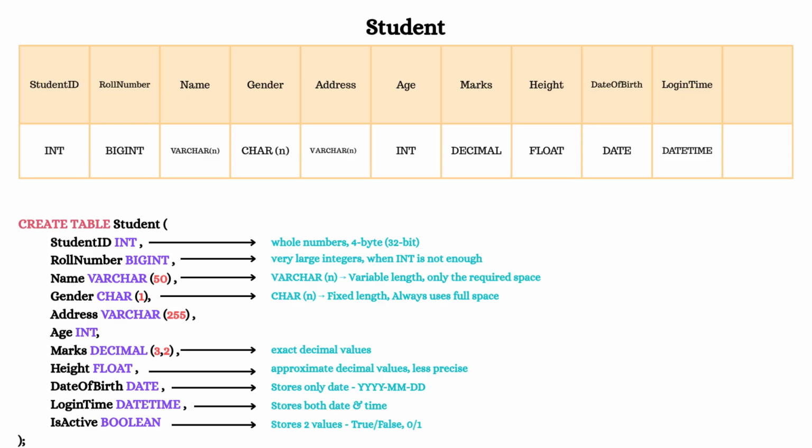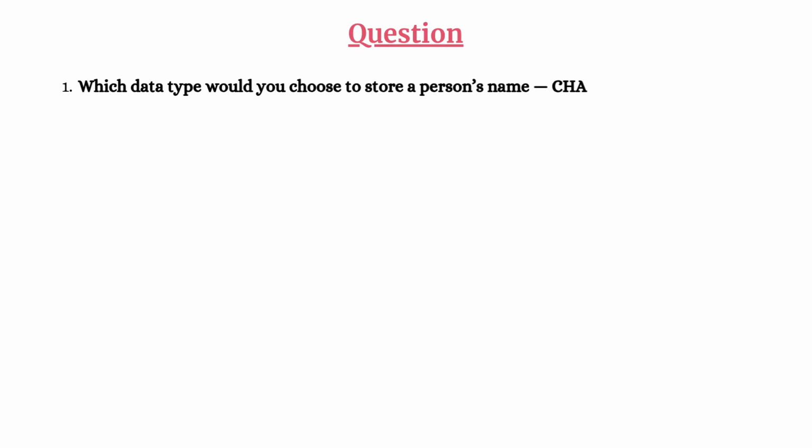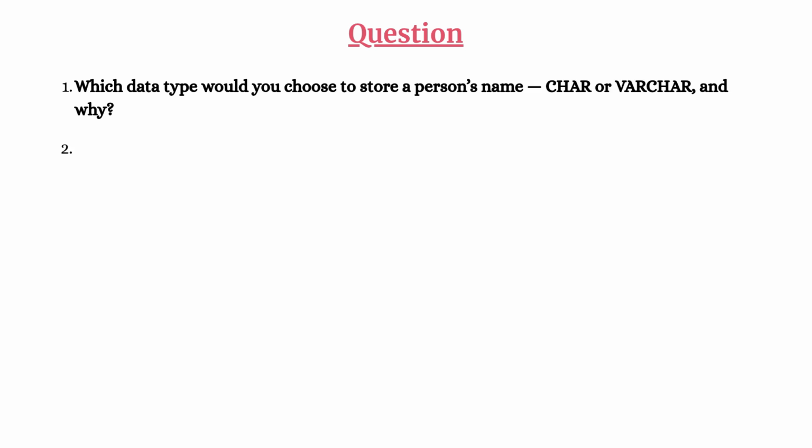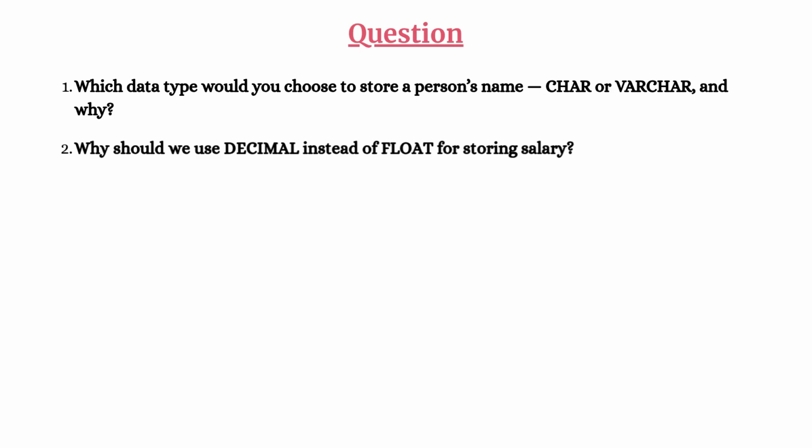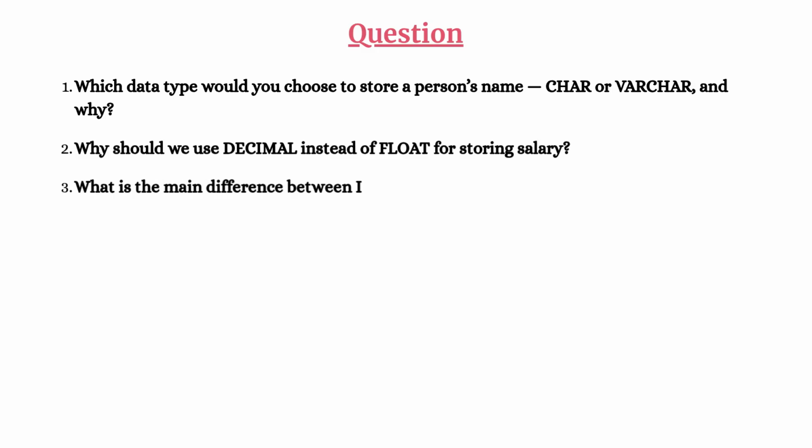Now I want you to quickly answer these 3 questions in the comments below. First one is, which data type would you choose to store a person's name, char or varchar, and why? Pause the video and please answer the question. Next question is, why should we use decimal instead of float for storing salary? Again, pause the video and answer the question. And the third one is, what is the main difference between int and BIGINT?